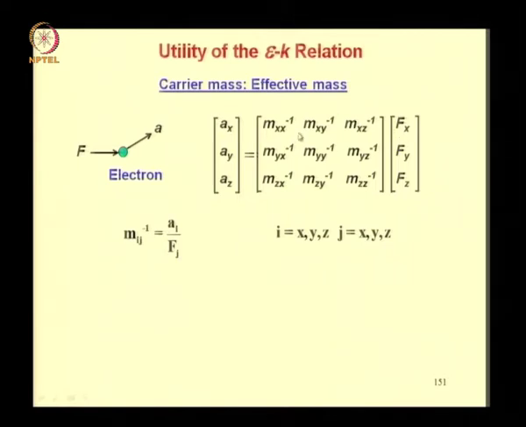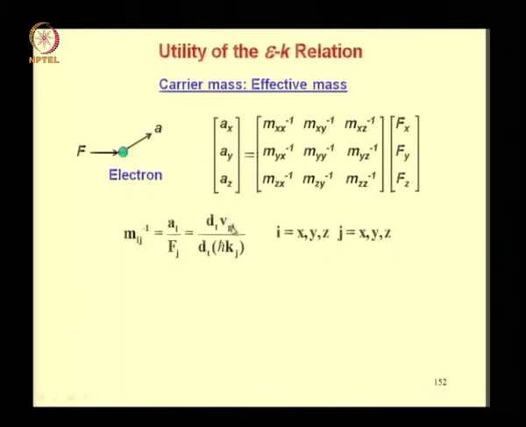On the other hand, if you take this term mxy inverse, so i is x, j is y, and so this is equal to ax by fj. Now let us write the acceleration and force. So the acceleration is given by the gradient of the velocity with respect to time. So this is d by dt of the group velocity in the i direction. On the other hand, the force Fj is the time derivative of the crystal momentum h cross k in the j direction.